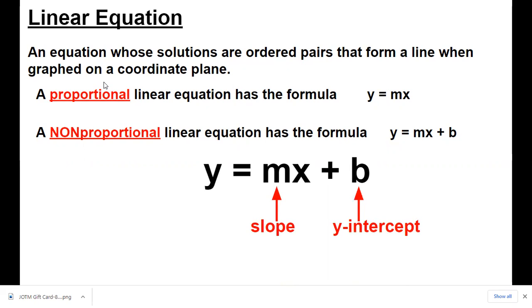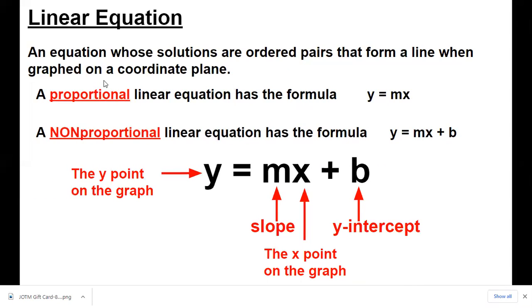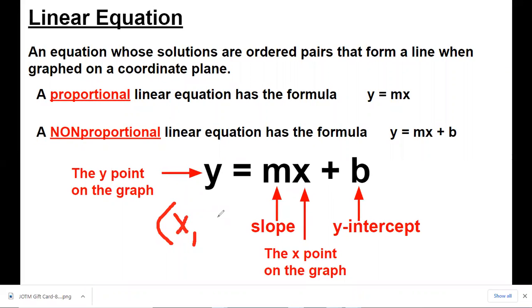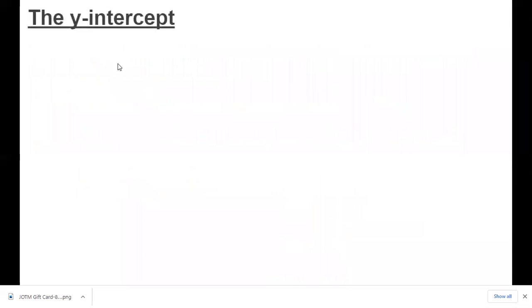So your y-intercept is where the line crosses the y-axis. And then x is the x point on the graph, and that y is the y point on the graph. That's your x comma y in parentheses. That's a point on your linear graph. Okay, that's what x and y stand for. The y-intercept, let's talk about that a little bit. That's the b. We just call it b, just like slope is called m, okay?